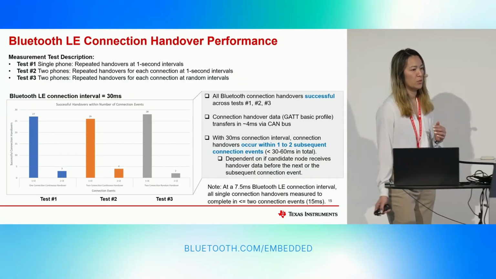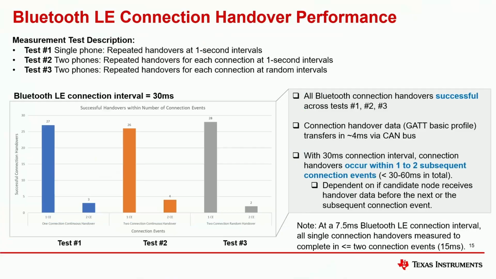So here is the result. We have 3 different test cases. The first one is only one phone. We basically ping pong it back and forth, right? So repeated handover with 1 second interval. The other one is that we connected to 2 phones first, and then each phone hands over to the peer device at their own interval, but 1 second interval. And then the third one is 2 phones, handover, but a random interval. We just generate a random number, and then you do a handover 30 times.